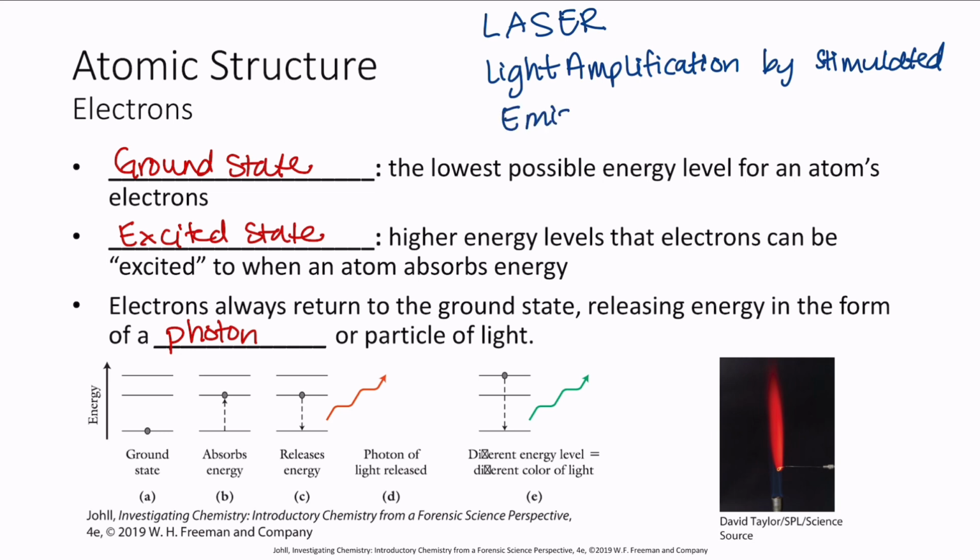Emission is a fancy word for giving off of radiation. Now, radiation is the process of that electron going back down. So when this electron goes back down and it releases that energy, that is radiation. So laser is light amplification by stimulated emission of radiation.